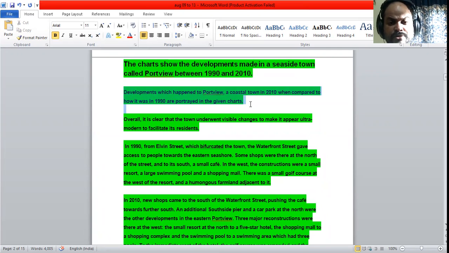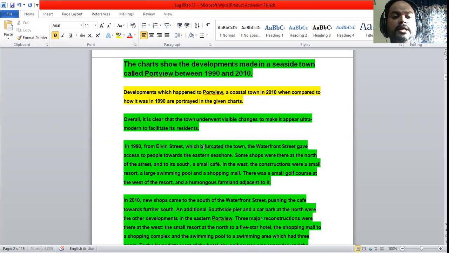So this is the introduction. When we see the introduction, I'll make a mark. Developments which happened to Port View, a coastal town, in 2010 when compared to how it was in 1990 are portrayed in the given charts. So what are the developments? The developments are explained here. How it was in 1990, that's also what we are explaining in this. So it is picturized in the given charts.